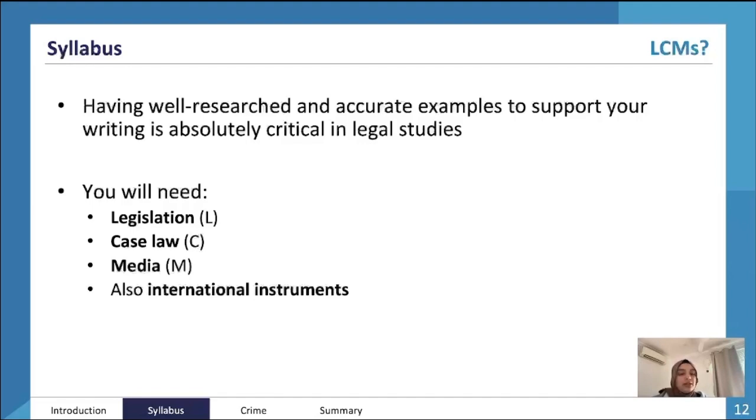Having a well-researched and accurate example to support your writing is absolutely critical. Having those cases, legislation, and media can help support the point you're trying to make, because at the end of the day, you're making some point. For example, if your question asks you to make a judgment, that allows you to back it up and show the marker that you know what you're talking about, you've done your research, and you can explain how you get your point across. I think that's quite important and something I wanted to quickly emphasize.